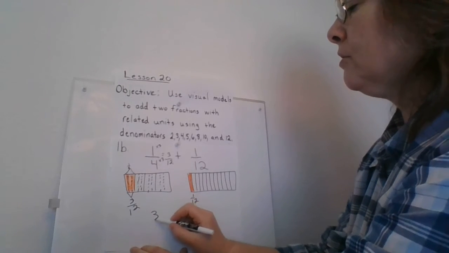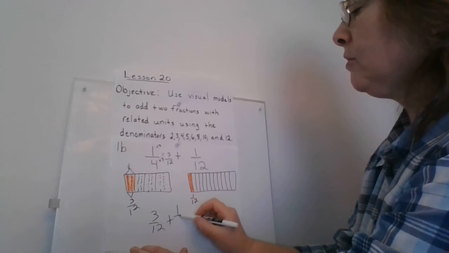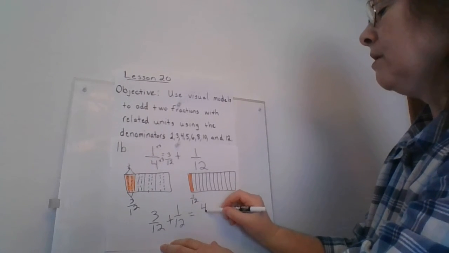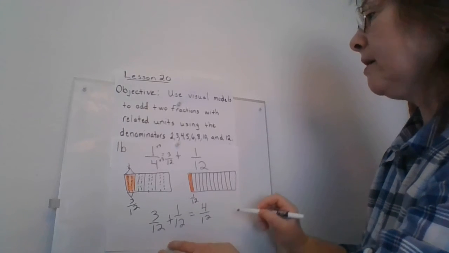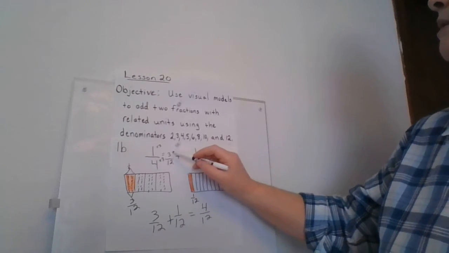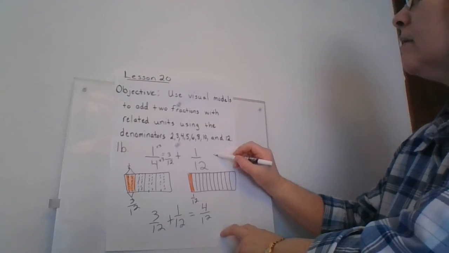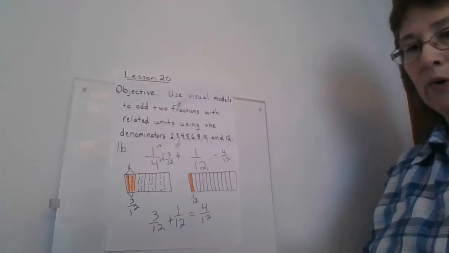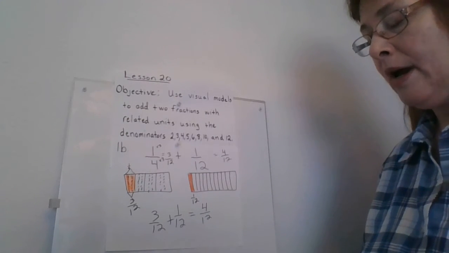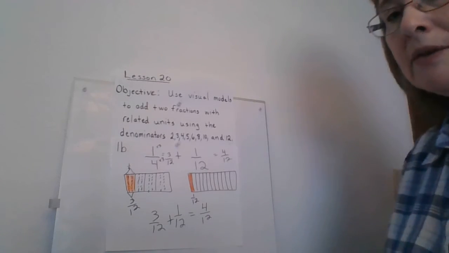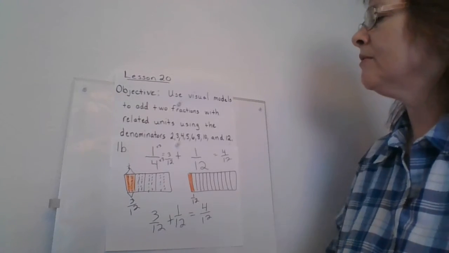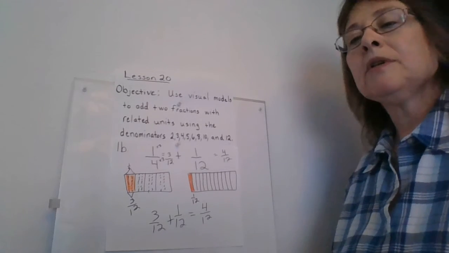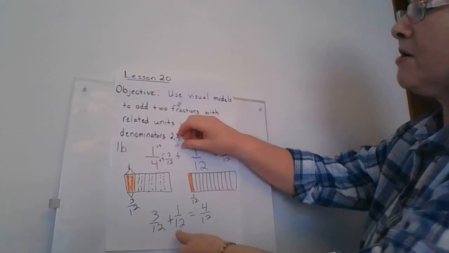So my number sentence would be 3 twelfths plus 1/12. Add my numerators, 3 plus 1, 4, and bring over the denominator. Same thing up here. 3 plus 1 is 4. Keep the denominators the same, and I ended up with 4 twelfths. Remember that when you're adding fractions, the denominators have to be the same. And in order to make an equivalent fraction, you have to change one of them to equal the denominator of the second one. All right, let's move on.